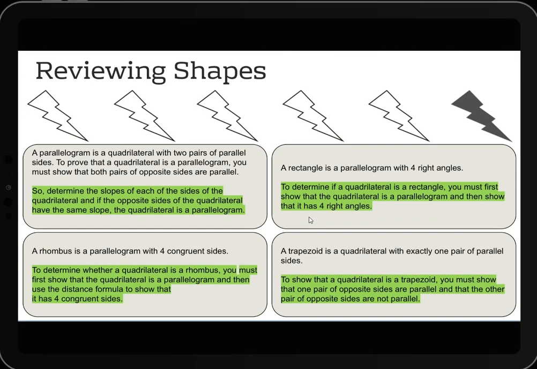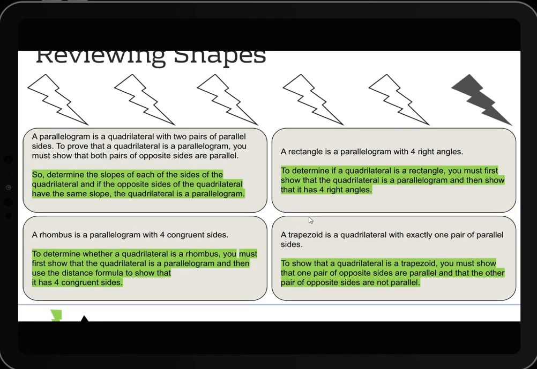Now, as far as classifying shapes, specifically quadrilaterals, we can classify them as parallelograms or as trapezoids. And if they're parallelograms, we can also classify them as a rectangle, a square, or a rhombus. So if you want to classify a parallelogram, first and foremost, from a quadrilateral, you have to ultimately show that both pairs of opposite sides are parallel. And to do that, you need to show that they have the same slope.